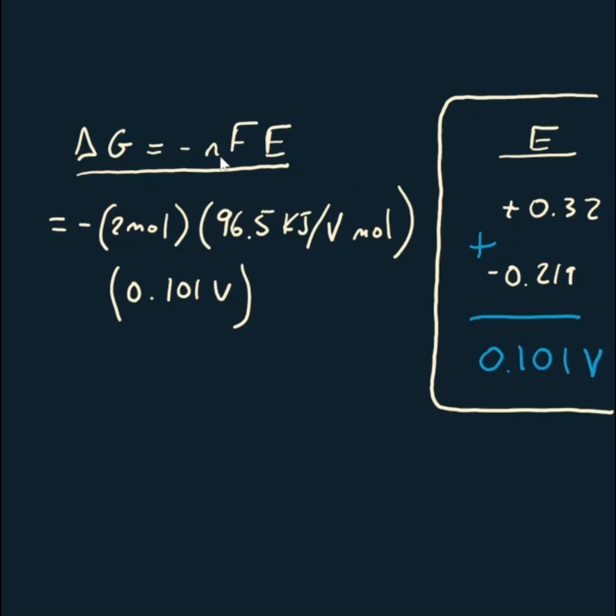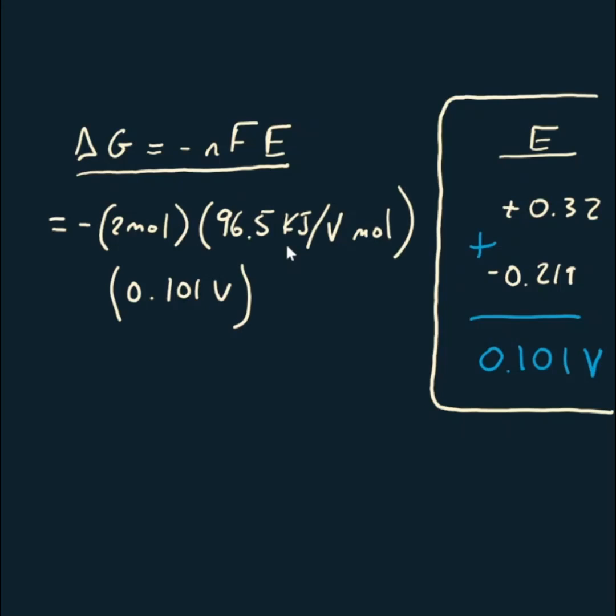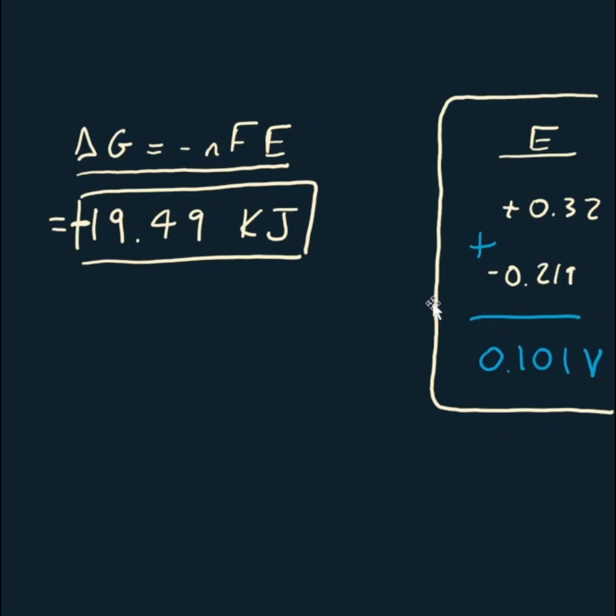The n value is going to be your moles of electrons. So it was 2, as you can see over here. We dealt with 2 electrons. Your F is a constant, and our E value we determined was 0.101. Make sure the units cancel out, and our final answer is going to be a negative value, which tells us that it's spontaneous.